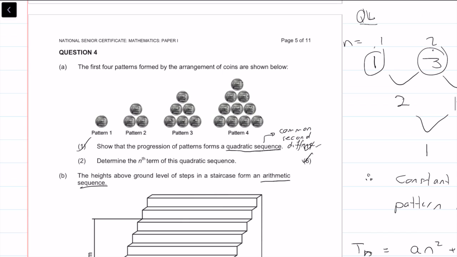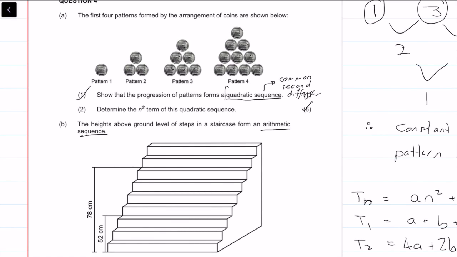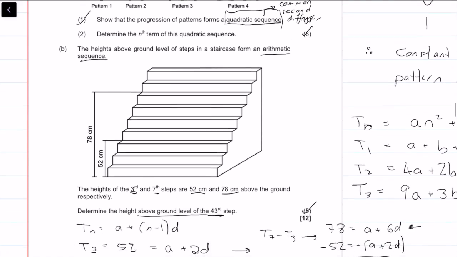Okay, cool stuff, guys. As you can see, not too difficult. You just need to make sure that you're understanding which sequence you're using. The first one was quadratic, the second one was arithmetic.